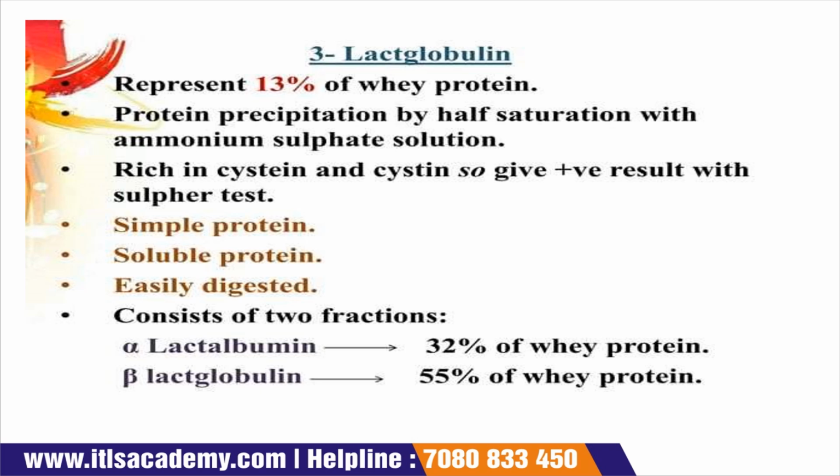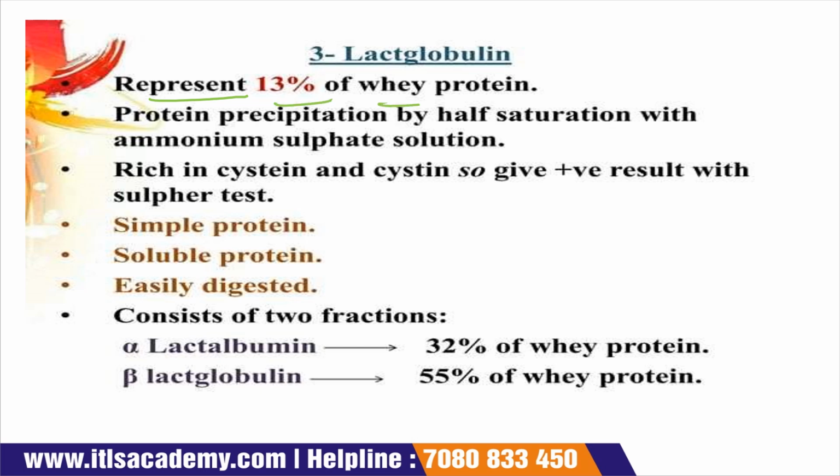Okay, so there are two constituents of this lactoglobulin. One is your alpha lactoalbumin, and the second one is your beta lactoglobulin. Okay, so around 32% of whey protein is alpha lactoalbumin, and around 55% of whey protein is beta lactoglobulin. Now see what is written in a slide.